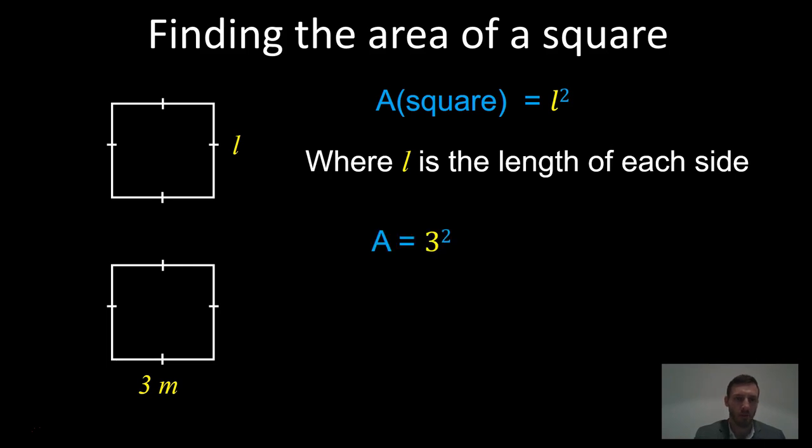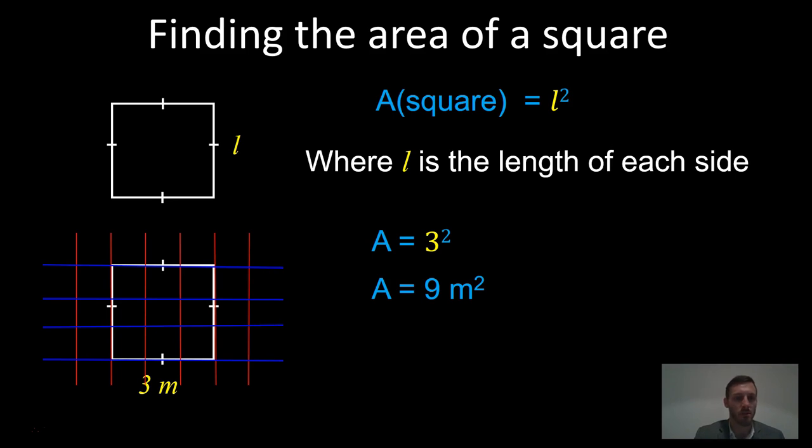In this case, we rewrite our formula with our value. So we get the area is 3 squared. Therefore, the area is 9 meters squared. Again, if we overlaid a grid on top of this, we'd easily be able to count the number of square meters obtained within the square.